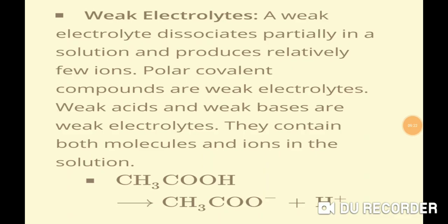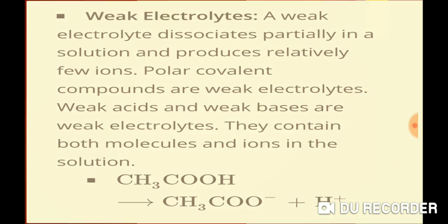So now let us see weak electrolyte. A weak electrolyte dissociates partially in the solution. It means the dissociation is not complete. Polar covalent compounds are weak electrolytes. Weak acids, weak bases are weak electrolytes. For example, acetic acid, formic acid, etc.